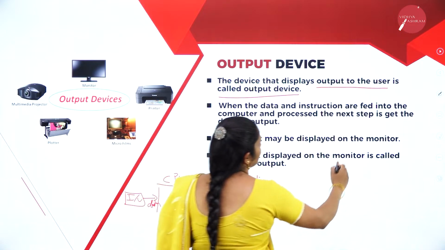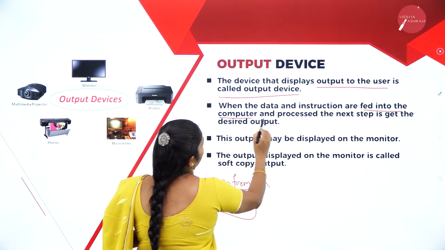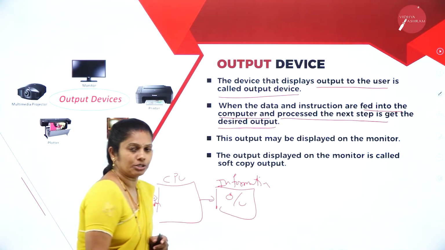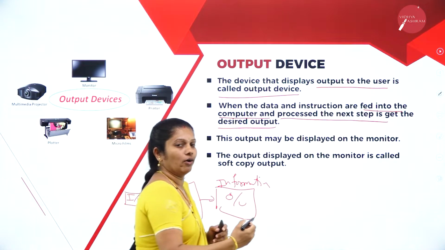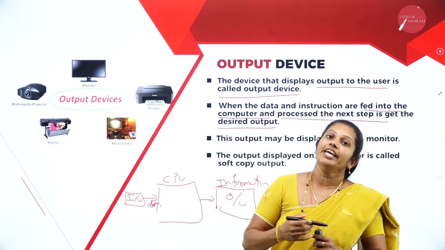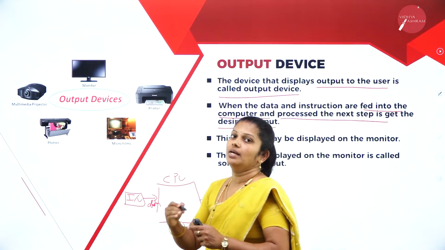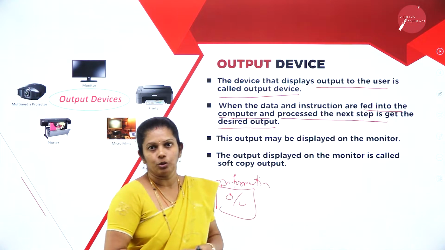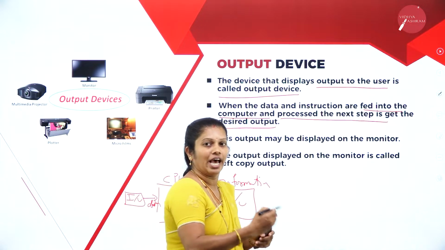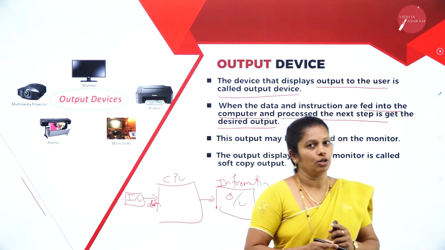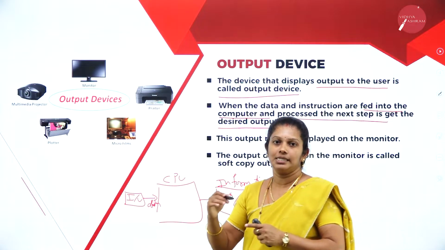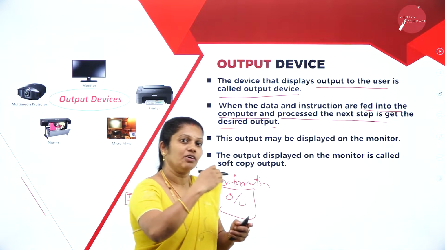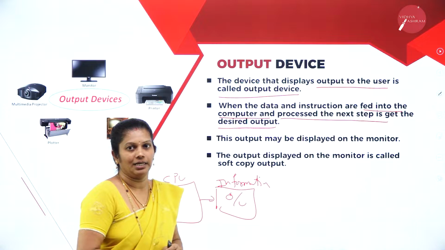When the data and instructions are fed into the computer and processed, the next step is to get the desired output. In whichever way the user wants, the user can get the information. For example, if a user wants the information displayed in table format, it will be produced that way. If a user wants it in paragraph format, it will be produced that way too. If users want the data displayed in graph format, it will also be produced. It means whichever way the user wants, it will generate the result that way.